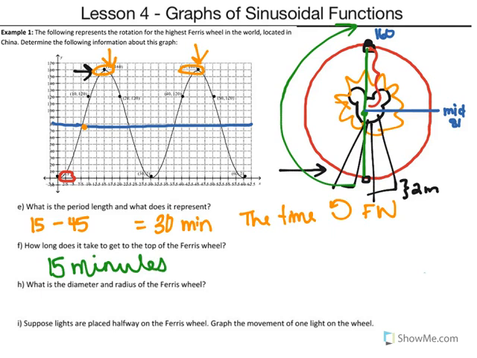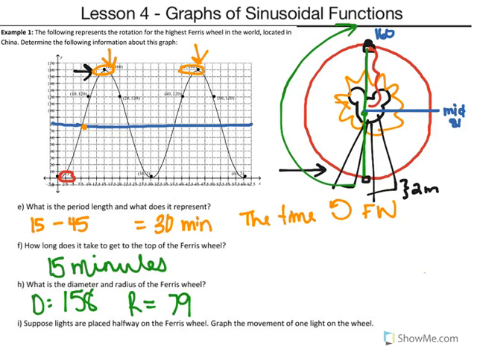What is the diameter and the radius of the circle? So we already found the diameter to be 158 and the radius to be 79. We got that from the amplitude and the range.